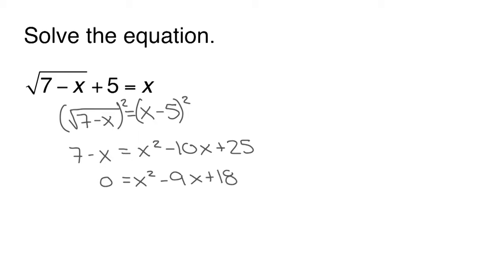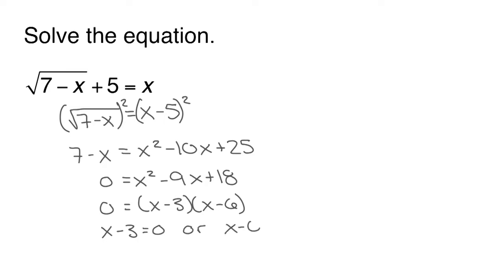Now we can factor the right side. We have 0 is equal to x minus 3 times x minus 6. By the zero factor property, we know that x minus 3 equals 0 or x minus 6 equals 0. And thus x equals 3 or x equals 6. We need to check both solutions in the original equation.